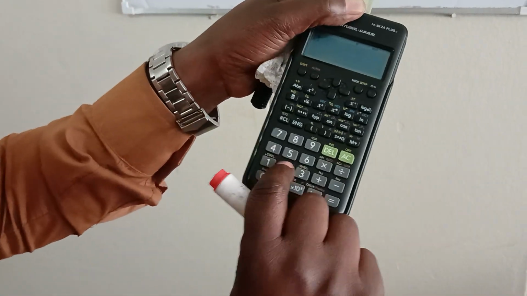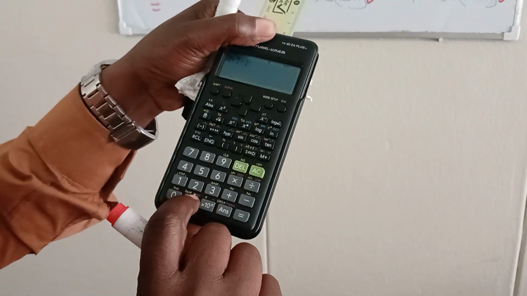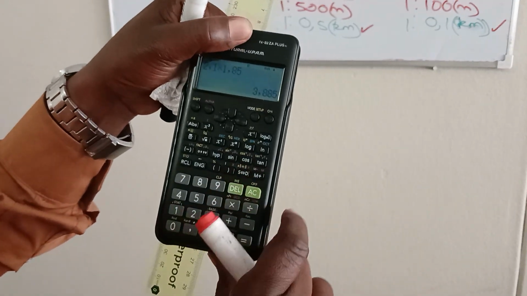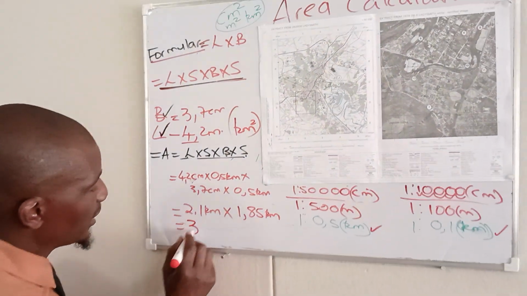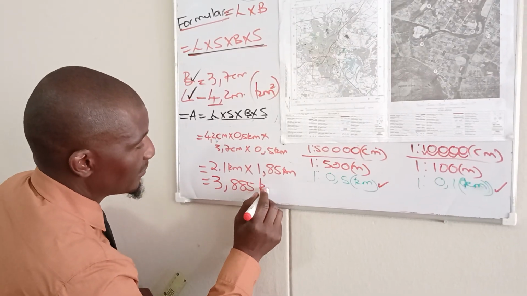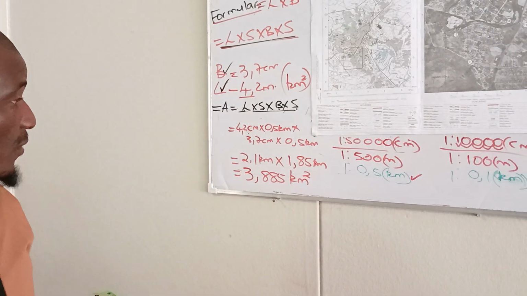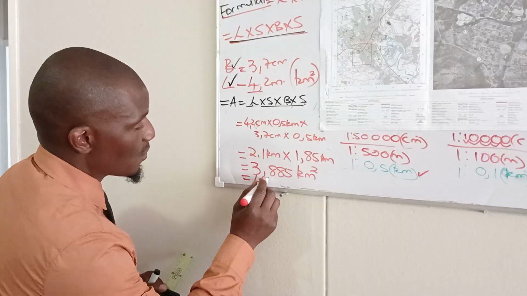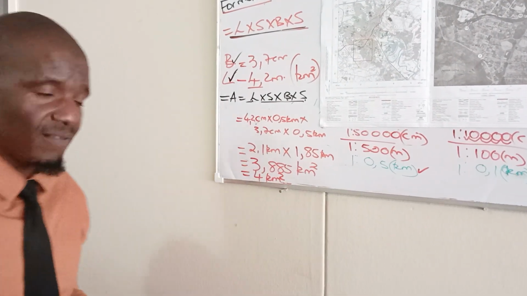Okay, if I calculate the two now, that is my length and my breadth, that is now 2.1 multiplied by 1.85. What is going to be my answer? My answer is 3.885. Obviously, my answer is supposed to be in square kilometers. I can round it off to the next whole number. I'll have 4 square kilometers. Or I can leave it at 3.9, whichever way I want it to be.